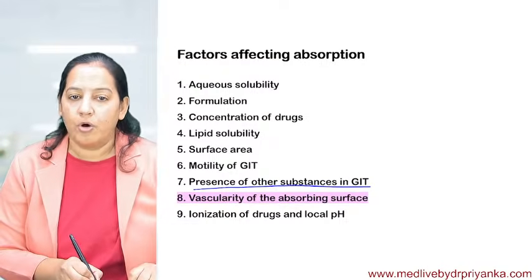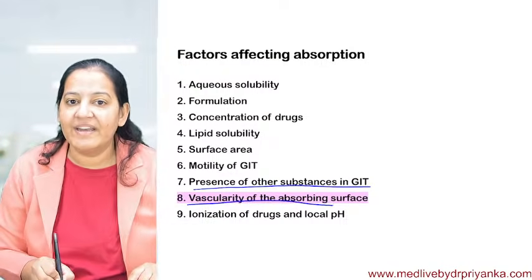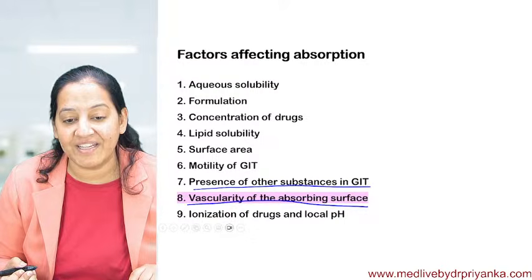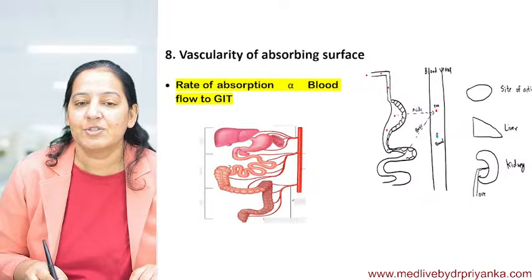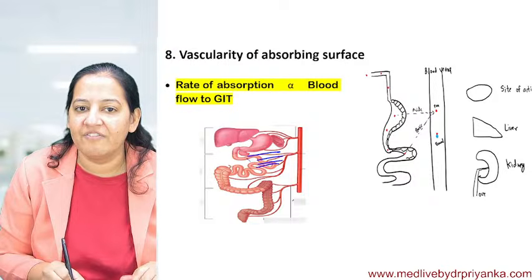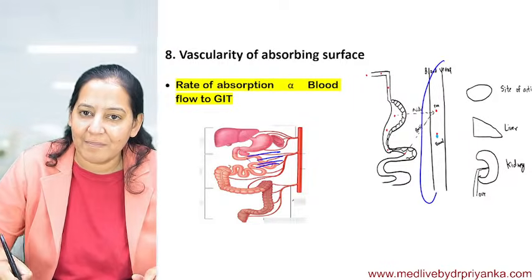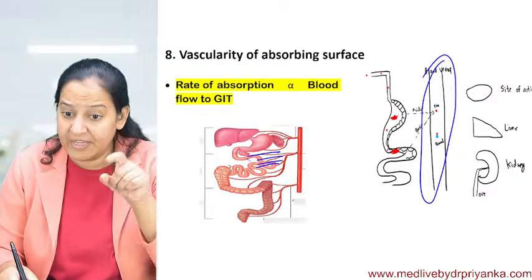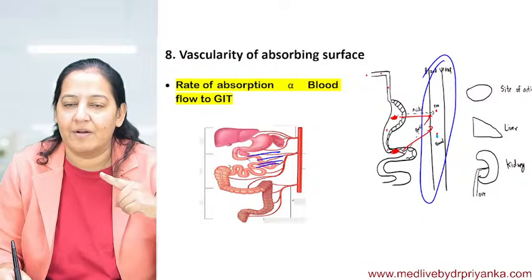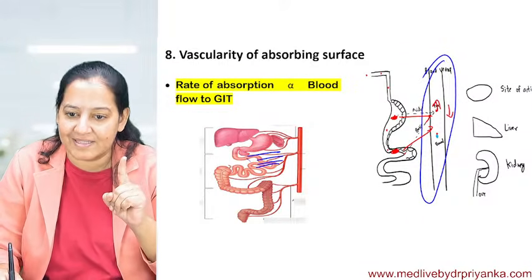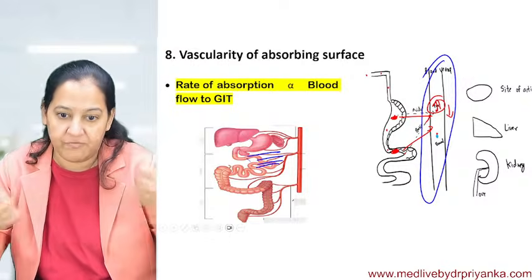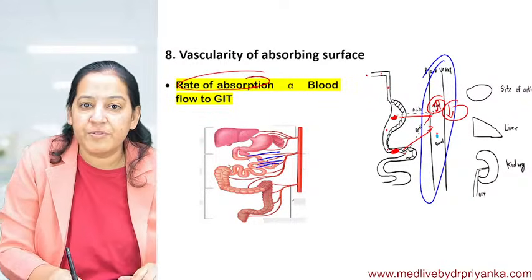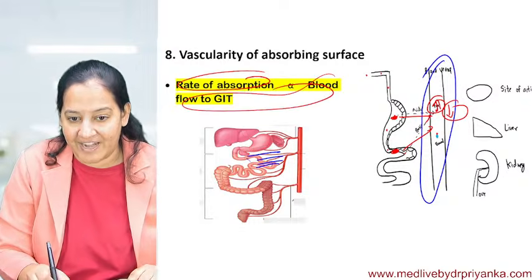Now the eighth factor is vascularity of the absorbing surface. Tell me, what is the blood supply of the GIT? Mesenteric blood vessels. So the more the blood supply, the faster the absorption. Can you see this is the blood vessel? Ultimately the drug present here in the stomach or intestine goes into the blood. Now imagine the blood here is more or less. If blood is more, absorption is faster. If blood is less, absorption is slower. So the rate of absorption is directly proportional to the blood flow.